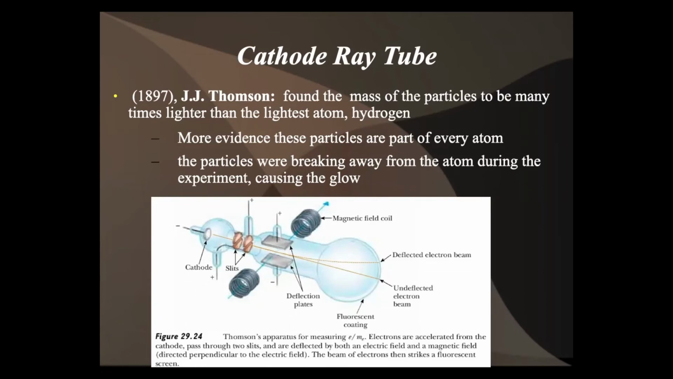And so this is more evidence that these are particles that make up the atoms because they're so small compared to the atom. He confirmed what William Crookes was saying. He confirmed that these were breaking off from the atoms and were in the atom, but were coming off from the atom to create the glow.